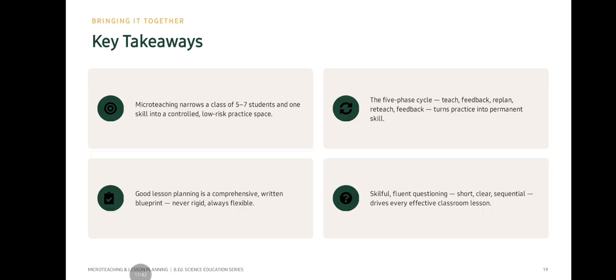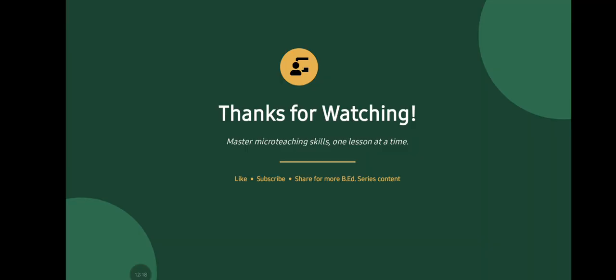Last are the key takeaways of this session. That is, micro teaching narrows a class to 5 to 10 students and one skill into a controlled, low-risk practice space. The 5-phase cycle: teach, feedback, replan, reteach, feedback turns practice into permanent skill. Good lesson planning is a comprehensive written blueprint, never rigid, always flexible. Skillful, fluent questioning, short, clear, in sequence, drives every effective classroom lesson.